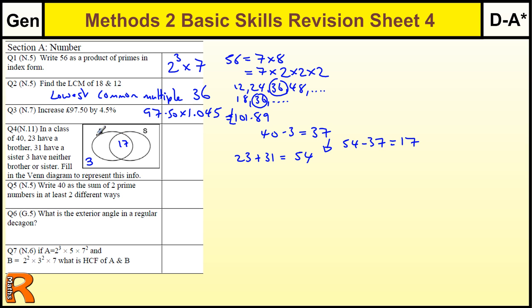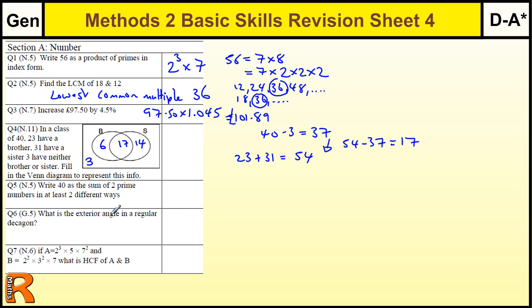And then we need to work out how many people have brothers. So 23 have brothers, so there's another 6, because 6 and 17 makes 23, and there are 31 have sisters, so we need to add on 14 to make a total of 31, and that should add up to 40 in total.